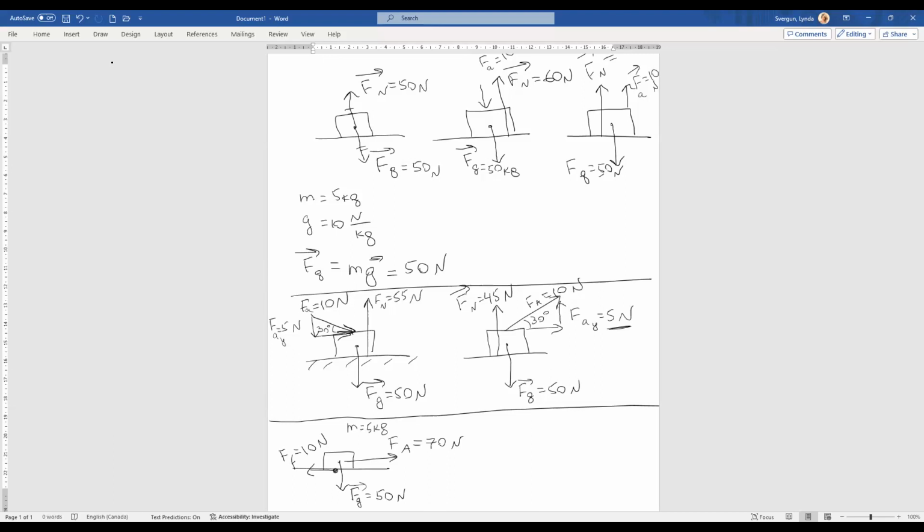The normal force is the force of reaction from the surface, up, equal and opposite to the force of gravity, 50 newtons up. So F normal is 50 newtons.